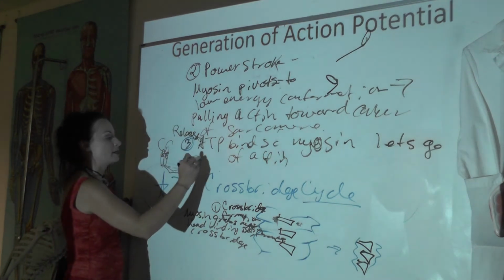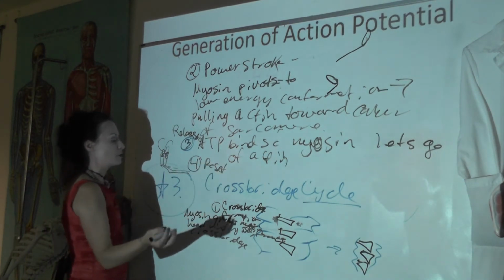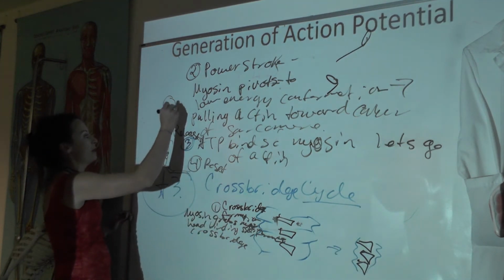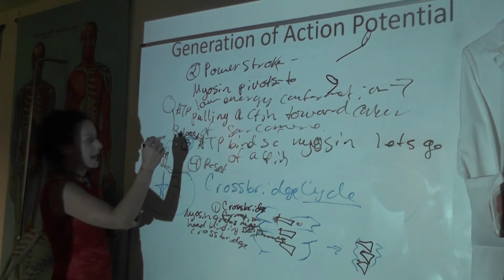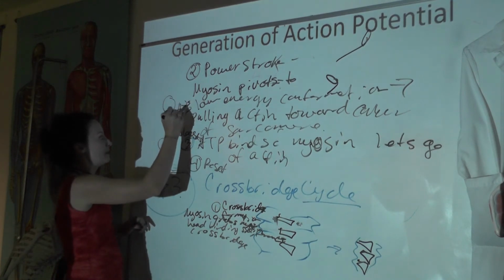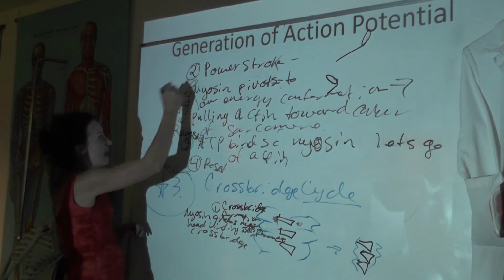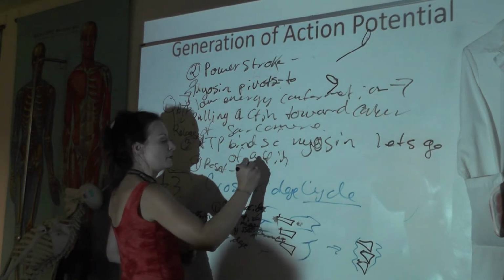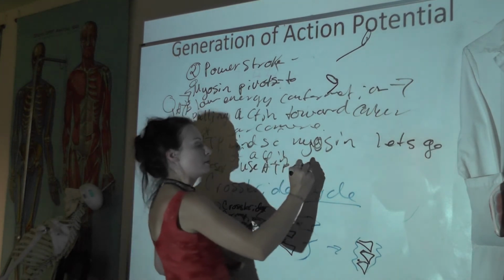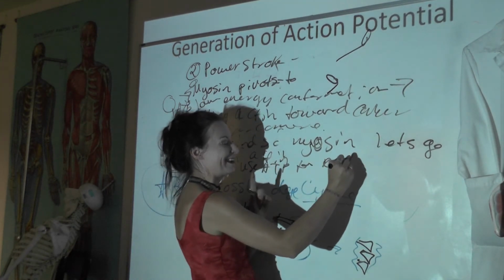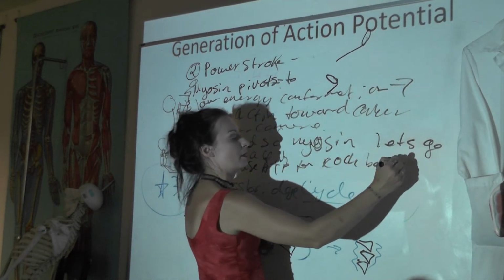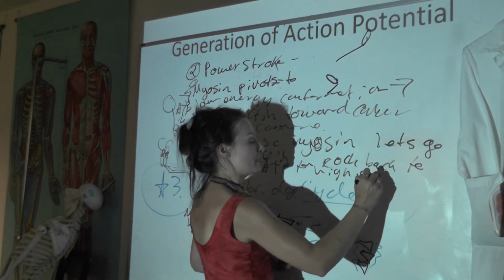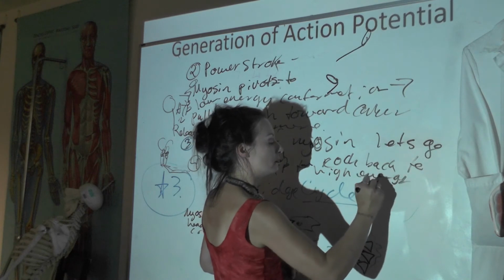This is reset. Or a lot of books will say it cocks back. So what happens if I'm myosin and I have bound ATP, I can burn the energy in that ATP to reset to my high energy conformation. So for reset, I use ATP to cock back to high energy conformation.